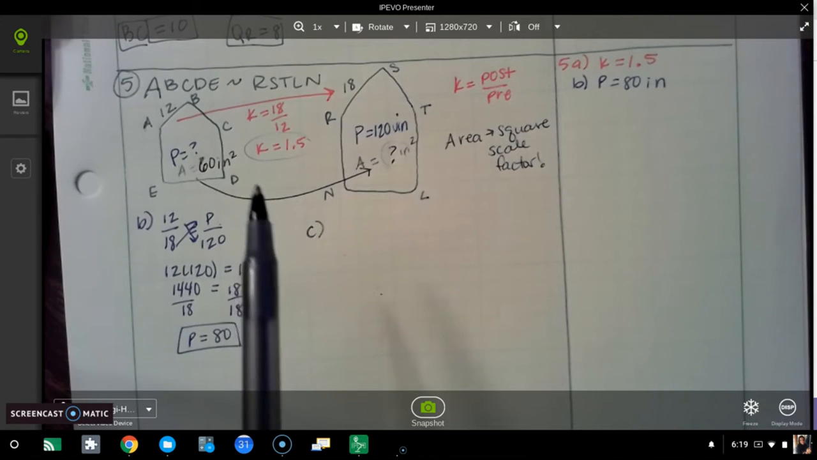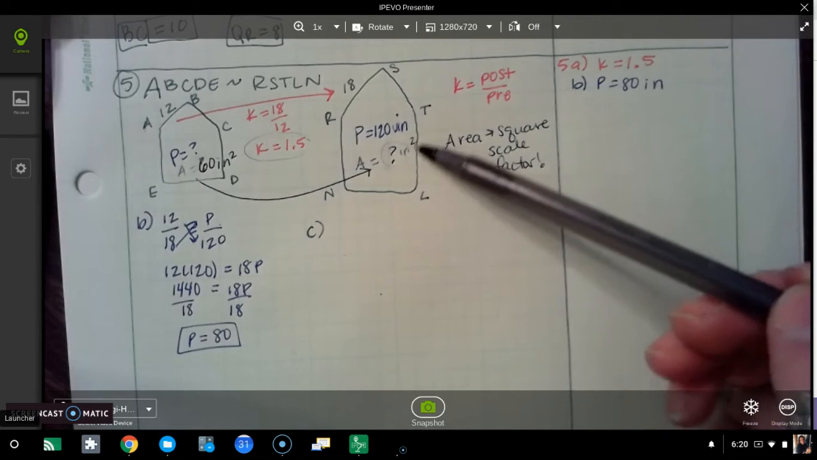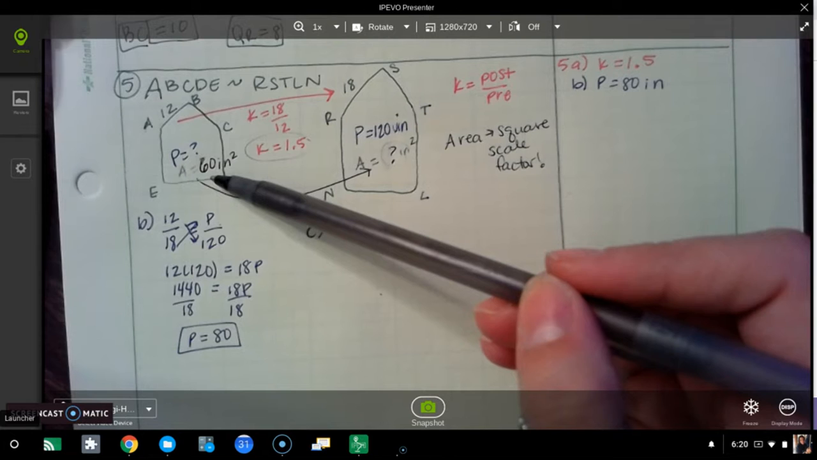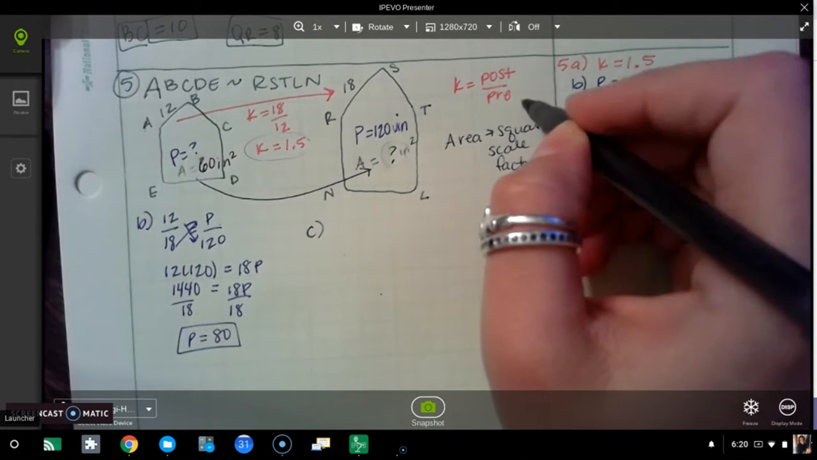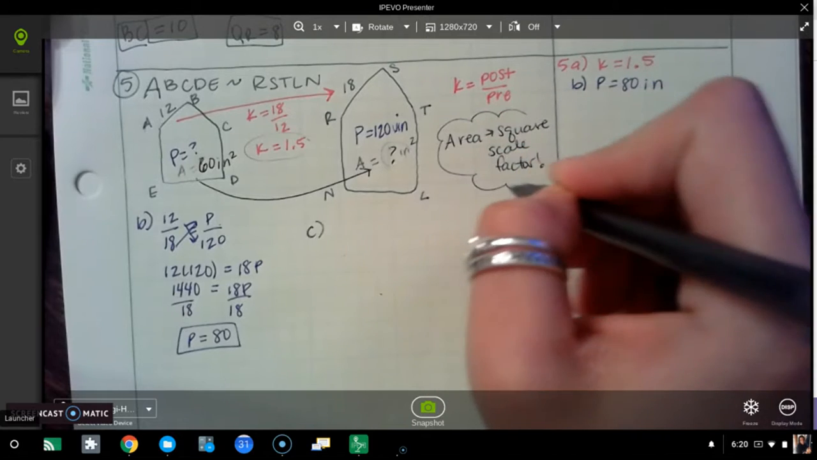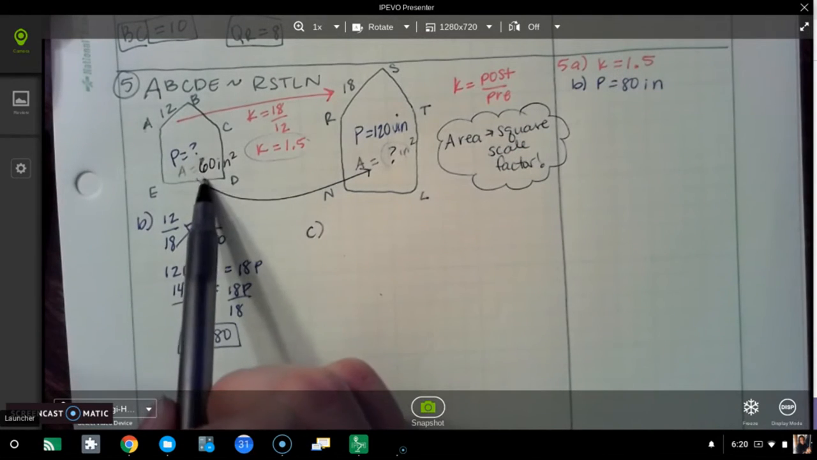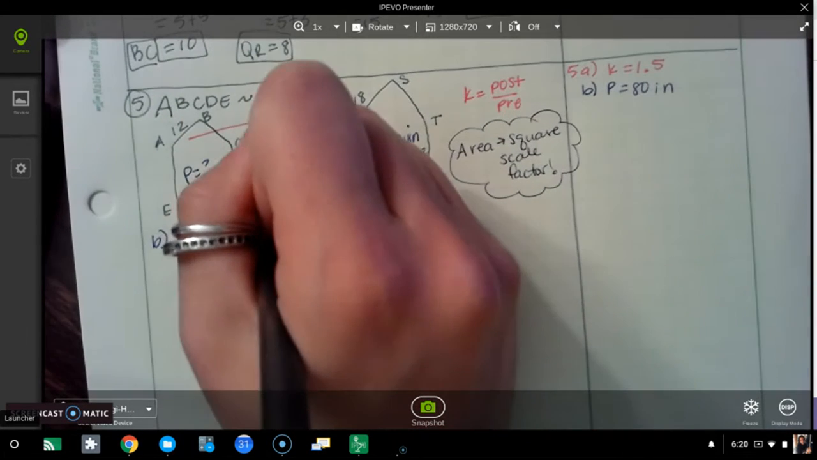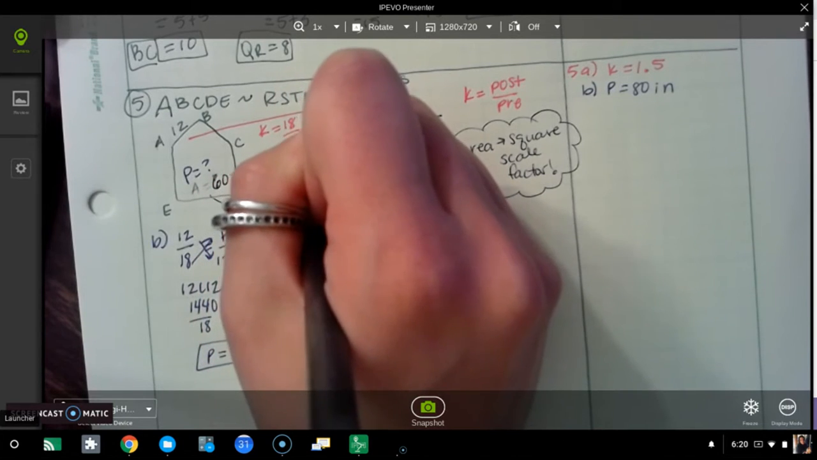So if I am looking for the area, I know that my big guy, I don't know his area, but it told me in my quiz review that my smaller guy, the area is 60 inches squared. It's important to remember that for area, you need to square your scale factor. So if I'm going from my small to my big, and my scale factor is 1.5, in order to find my area, k squared is going to equal 1.5 squared.